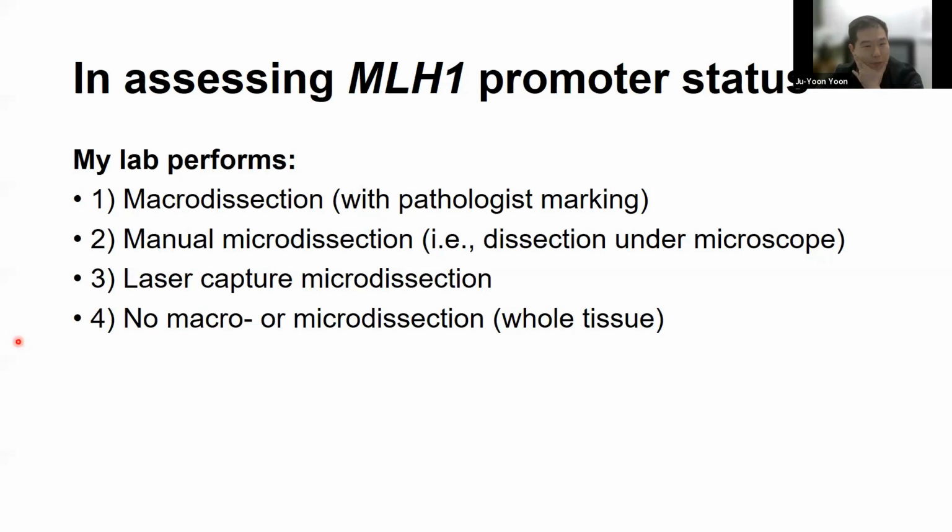So first question: in assessing MLH1 promoter status, my lab performs: one, macro dissection, where the pathologist marks and the lab scrapes that corresponding area in the unstained sections; two, manual micro dissection, that's dissection under the microscope in the lab; three, laser capture micro dissection; or four, none of the above. So we're doing something very low tech, just put your answers in the chat, please. I'll give a few minutes for some answers.